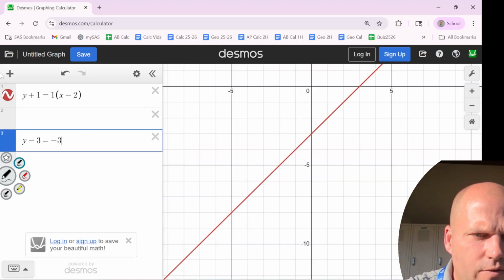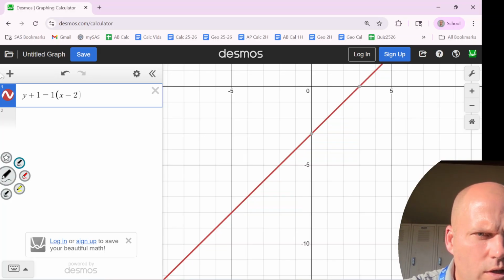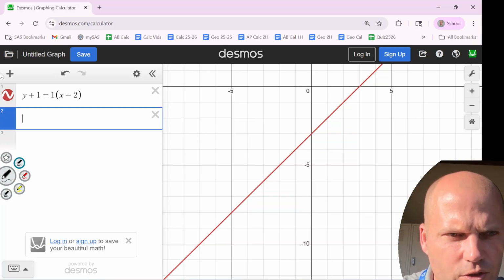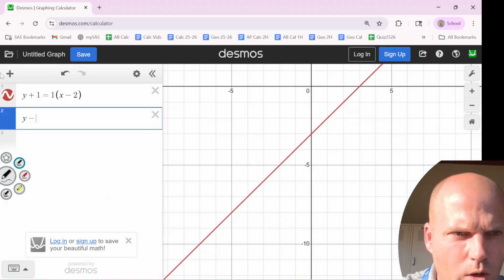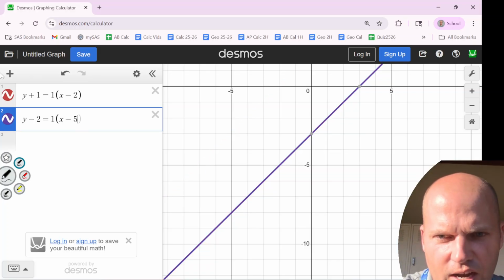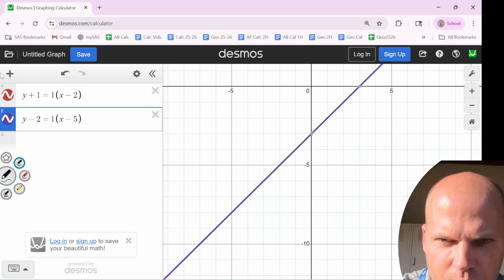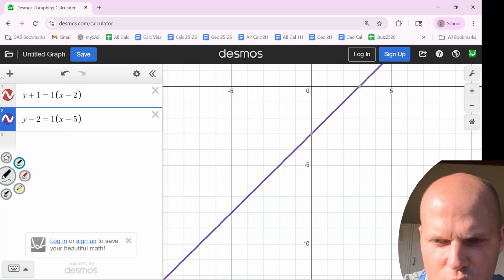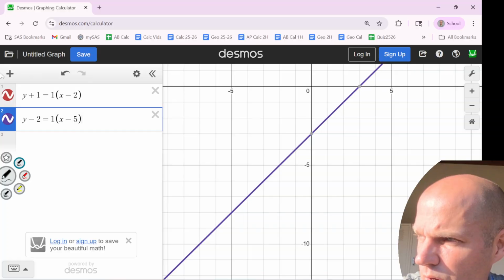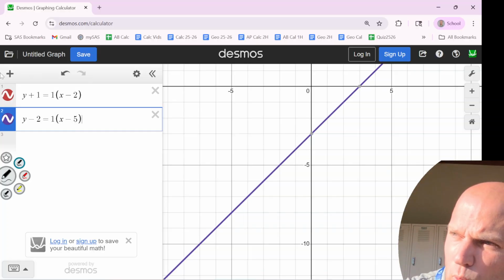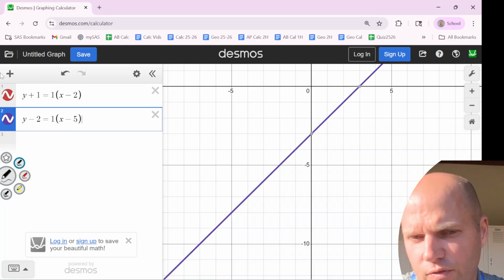Whether you type it in this version, or you type in the other version, y plus 1 equals 1 times (x minus 2), this is what I'm typing into Desmos. And I'm also typing y minus 2 equals 1 times (x minus 5). We see that it's the same line, because again, we already know how those 2 points are connected with a slope of 1. So if I go from one point, the other point will be included, or vice versa.